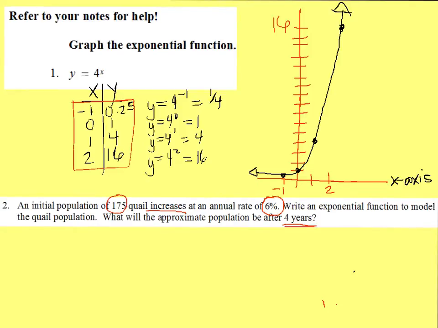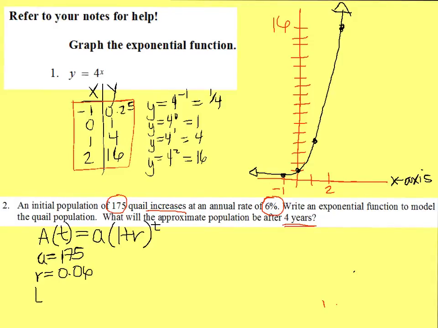So this speaks to us saying we're going to use our growth formula. And our growth formula, if you recall, is A of t equals a times the quantity 1 plus r, with an exponent of t. So we want to identify all of our variables. Our lowercase a stands for our initial amount, which is 175. The r stands for our rate, which is 6%, and as a decimal we move it twice to the left, so it's 0.06. And then the t stands for time in years, and we have 4 years.